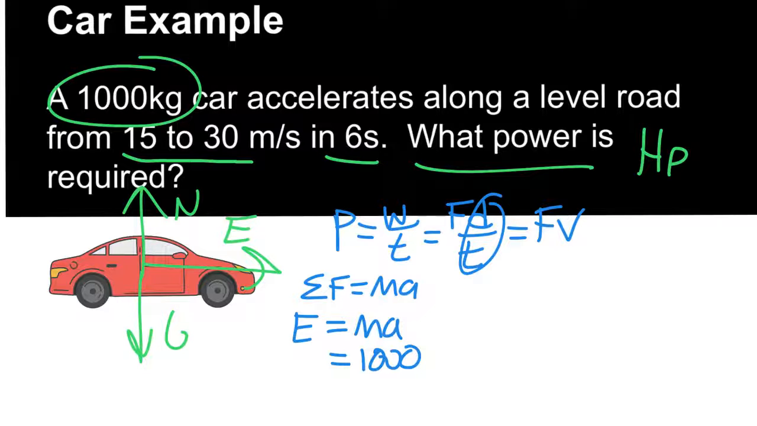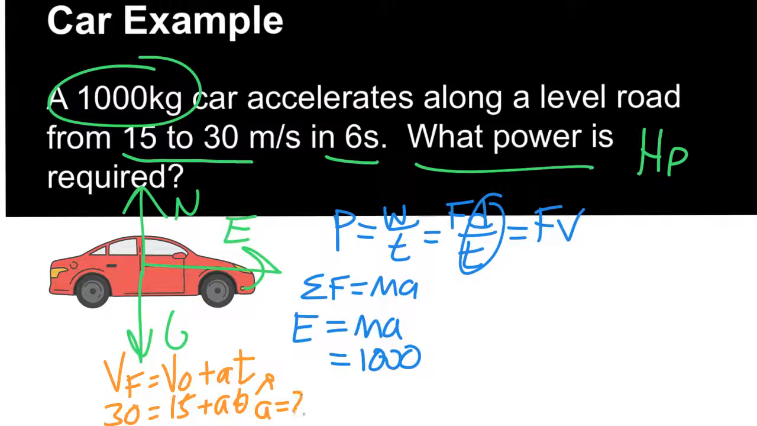So I have to go back into a chapter 2 problem. I know that V final equals V0 plus AT, so 30 equals 15 plus A times 6, which gives me the acceleration is 2.5 meters per second squared. And that can come up in here now. So I have 1,000 times 2.5, which gives me 2,500 newtons of force from my engine.